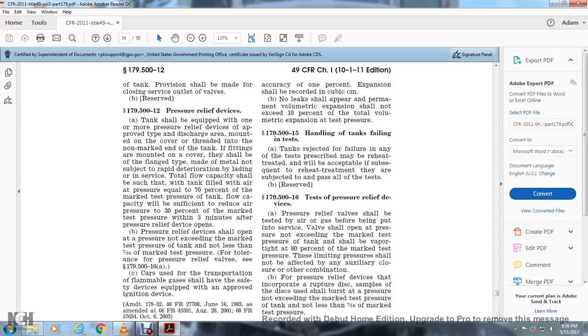Total flow capacity shall be such that the tank, filled with air at a pressure equal to 70% of the marked test pressure on the tank, shall have sufficient flow capacity to reduce the air pressure to 30% of the marked test pressure within 30 minutes after the pressure relief device is open.